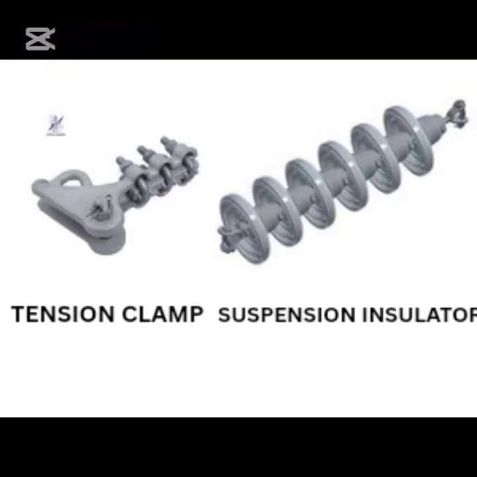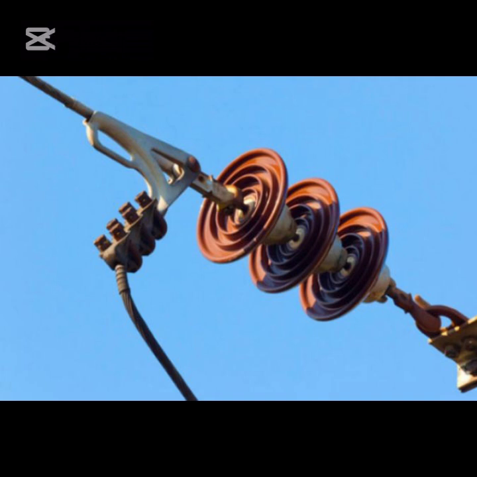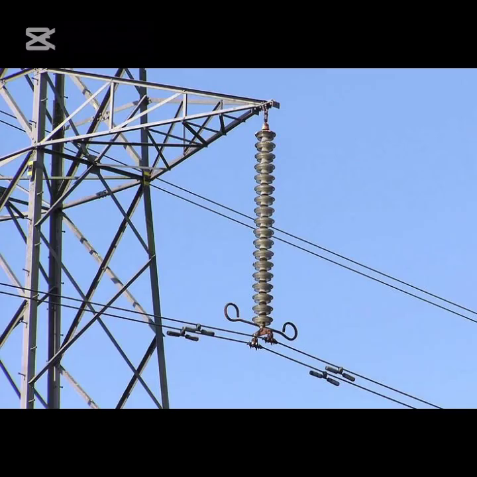3. Using tension clamps and suspension insulators. Tension clamps and suspension insulators can help maintain conductor tension and reduce sag. These components are designed to withstand high mechanical stresses and provide optimal support for the conductor.